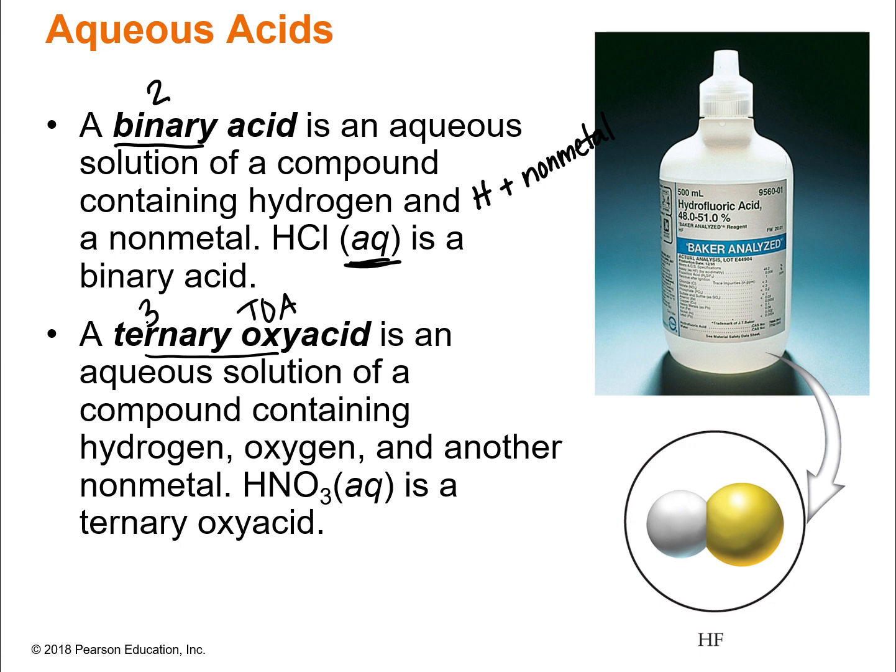Ternary, again, means 3. And for this, you're going to have a hydrogen plus oxygen plus some other nonmetal. You will again see that aqueous in parentheses. So there are 3 elements in the ternary oxyacid.